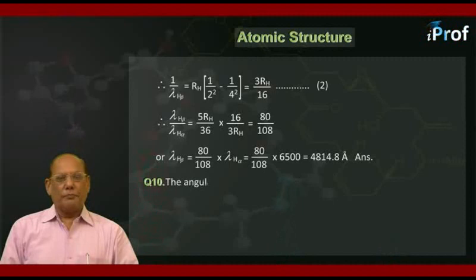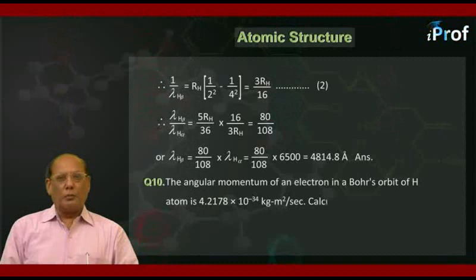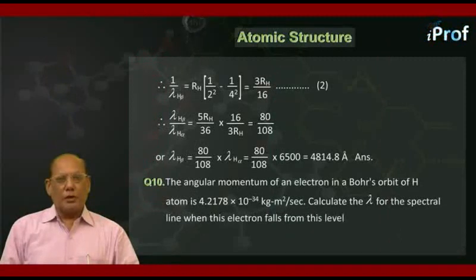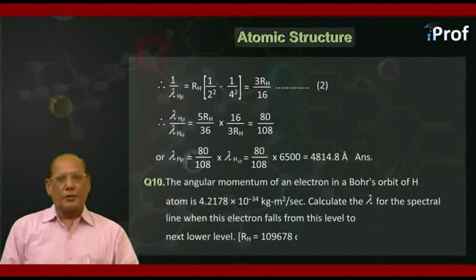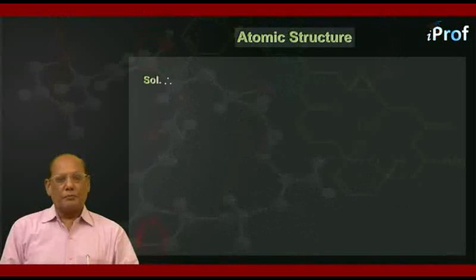Question number 10. The angular momentum of an electron in a Bohr orbit of hydrogen atom is 4.2178 into 10 to the power minus 34 kilogram meter square per second. Calculate the lambda for the spectral line when this electron falls from this level to next lower level. RH is given to be equal to 1,09,678 centimeter inverse. Let us solve this question.